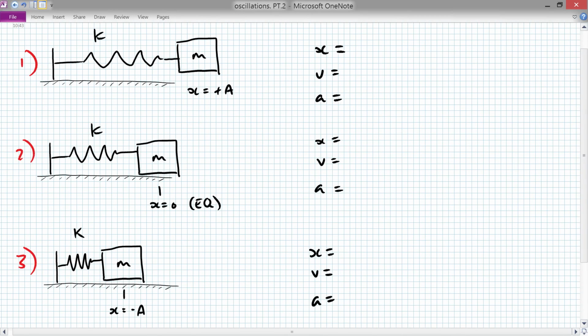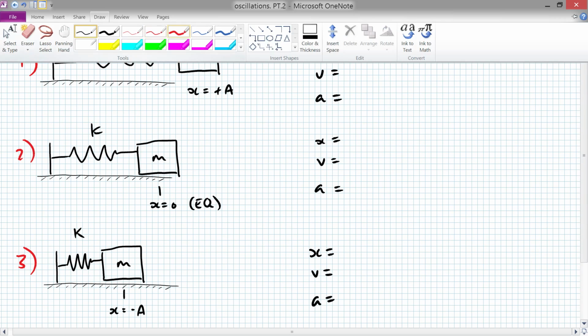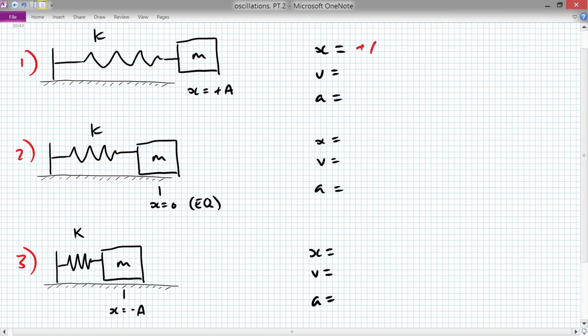So what we're interested in is what's my position, what's my velocity, what's my acceleration. Obviously the easiest one to denote here is position, because we can physically see it. That's going to be plus A. Here we're at equilibrium, so 0. Here we're at minus A. And what we want to look at now is the velocity in each of these positions.